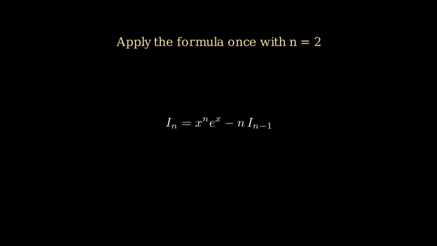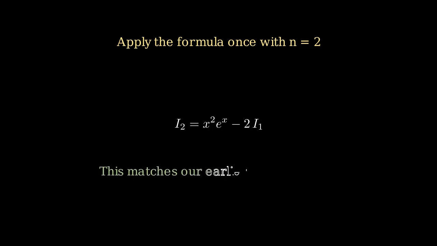Applying this reduction formula once, with n equal to 2, gives us I sub 2 equals x squared times e to the x minus 2 times I sub 1. This matches the pattern we found earlier by applying integration by parts twice, confirming the reduction formula works.